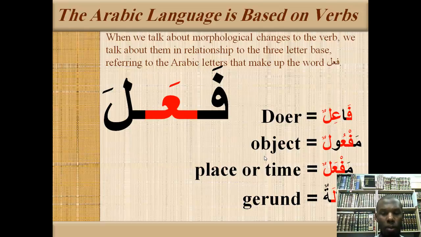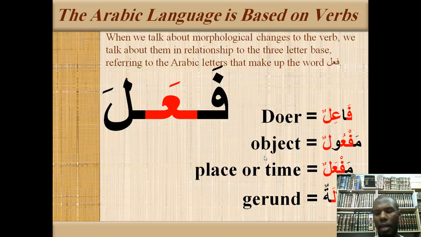Now for the place or time, it looks similar to the object form. So we're going to talk about the changes in relationship to that form. We have that same meem with a fatha. We have the same sukoon on the fa'ul fi'l. But then on the ainul fi'l, we don't have a dhamma. We have a fatha. And we've also dropped that waw. So the object was maf'ul. The place or time will be maf'al. Or it can also be maf'il with a kasra.